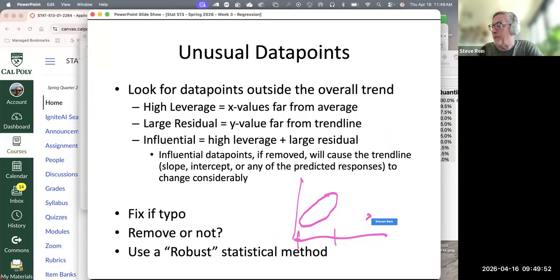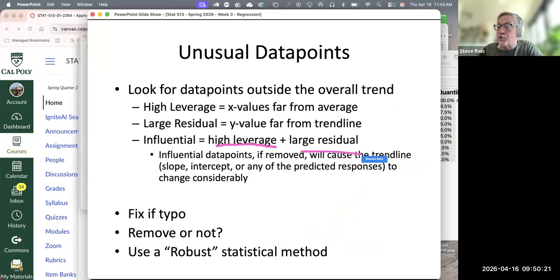What if we had a data point over here? Again, the bulk of the data points would fit a trend line, but this one is both high leverage and a large residual. It's far away from the average. This is a data point which is influential, if you will. It's far away from the trend line, and if that data point were removed, it would make a difference. So that is an influential data point: high leverage and large residual. Influential data points are worth noting. If you have that data point in your data set, it really is different than if you don't.